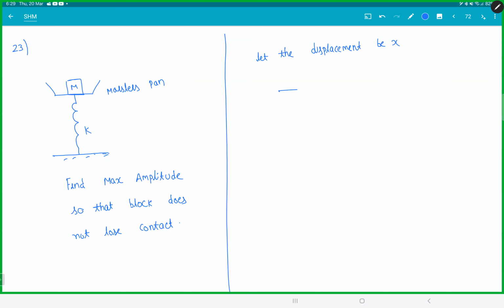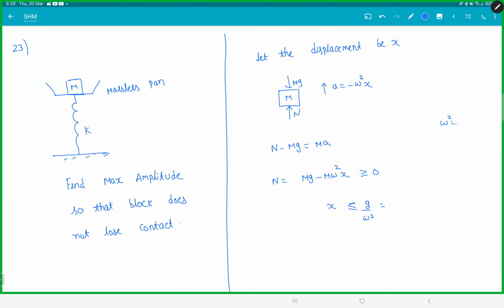So when the displacement is x, if you draw the FBD of the block, we have the normal reaction N, weight mg, and acceleration, which is minus omega square x. So we have N minus mg is equal to ma. N will be mg minus m omega square x. Since you don't want to lose contact, N must be greater than or equal to 0. Therefore, x must be less than or equal to g by omega square.